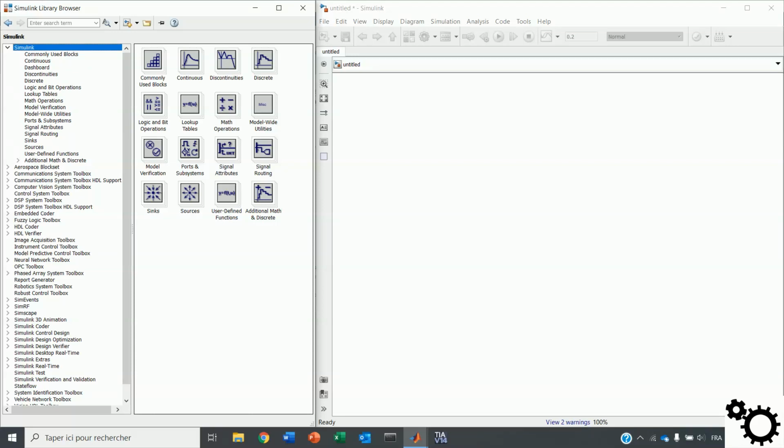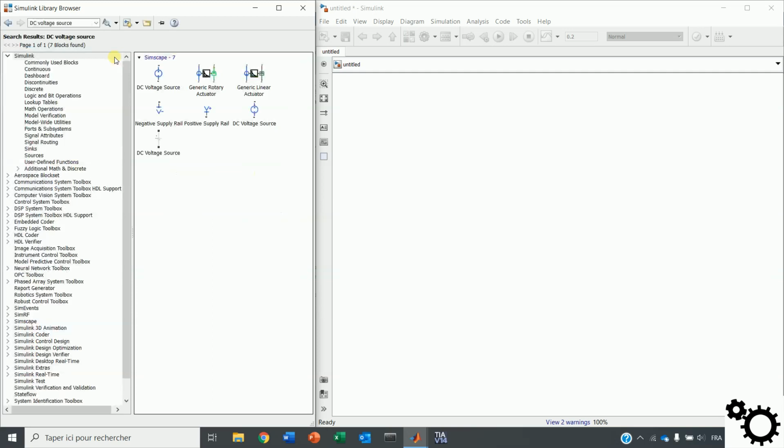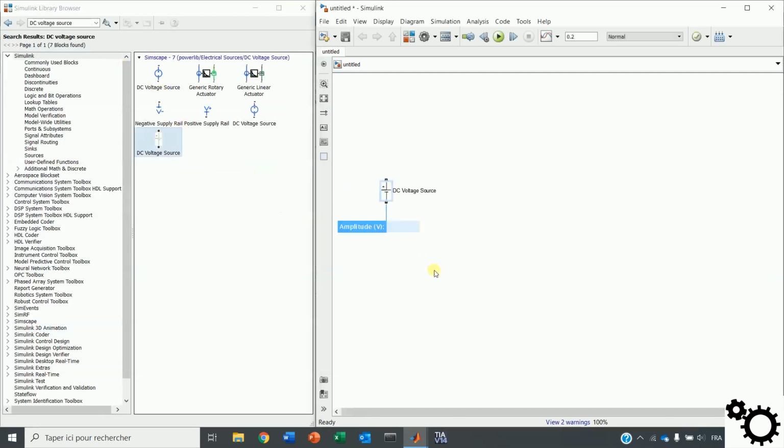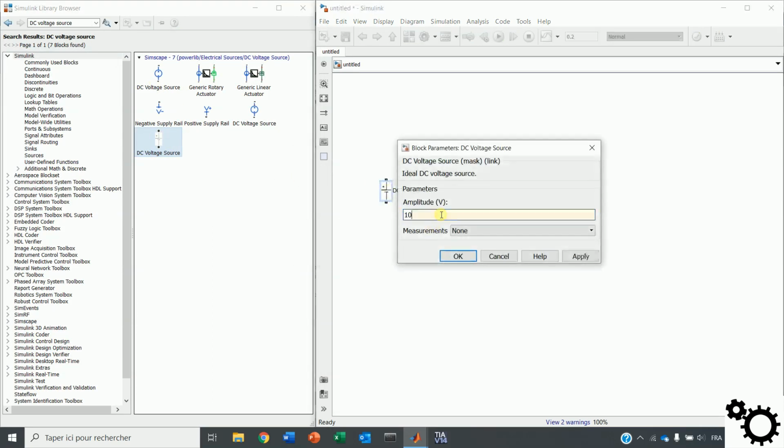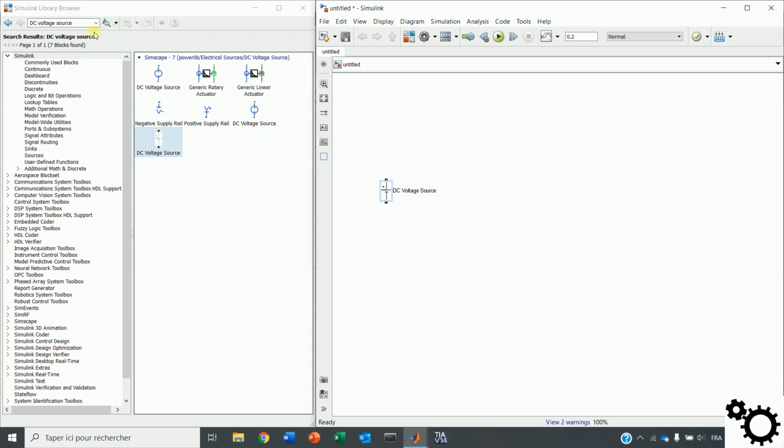Hello, in this video I'm gonna show you how to create a boost converter with Simulink. The boost converter regulates the DC output voltage at a level greater than the source voltage. For it, we need first a DC voltage source. We can choose, for example, 20 volts.